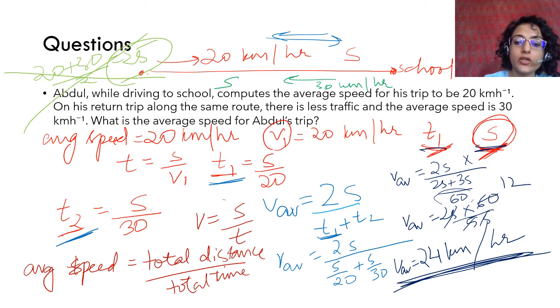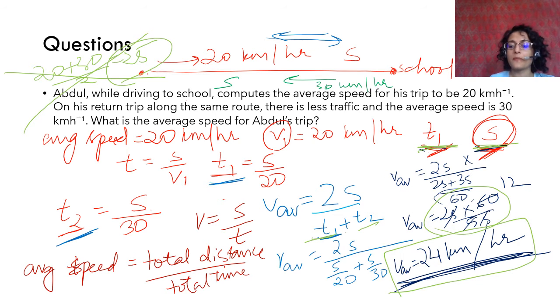You have to put, अगर एक वेरिएबल दिया है, you have to put one of those unknown variables in terms of the other variable so that you can replace their values in that formula, and you have only one variable which can get cancelled. यहाँ पे cancel हो गया ना, s and s ऊपर and नीचे multiplication में. So now you get the V average to be 24 kilometer per hour. This is the answer. The average speed for Abdul's trip is 24 kilometers per hour. Okay.